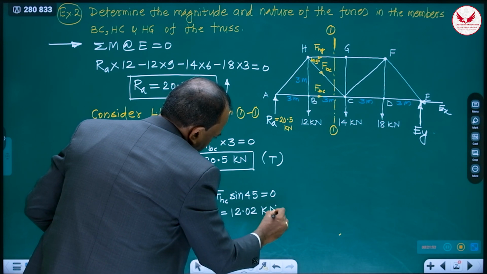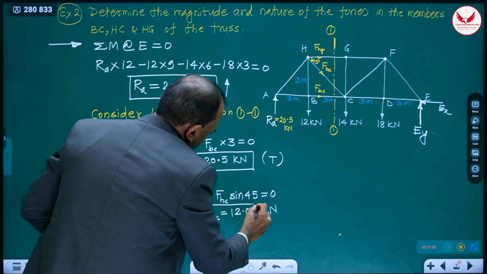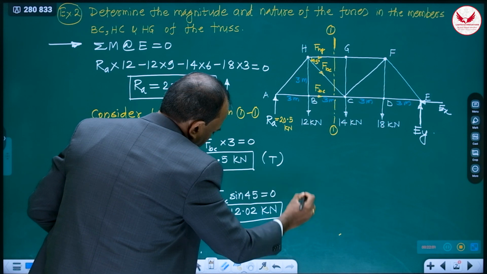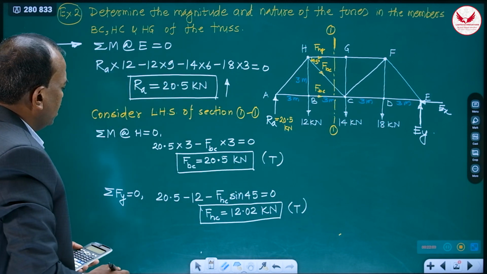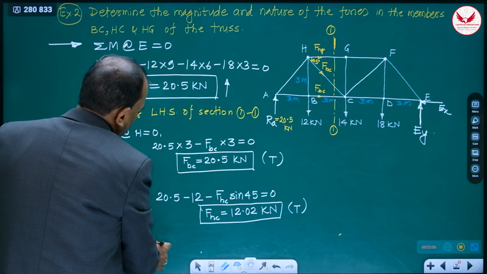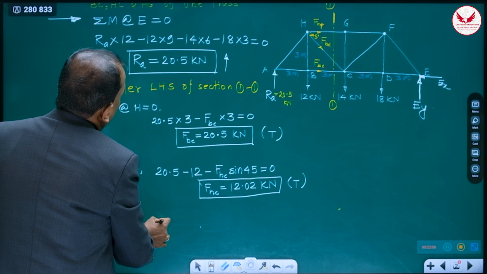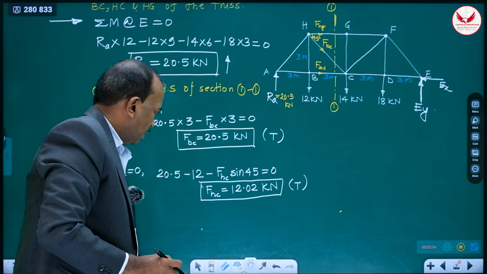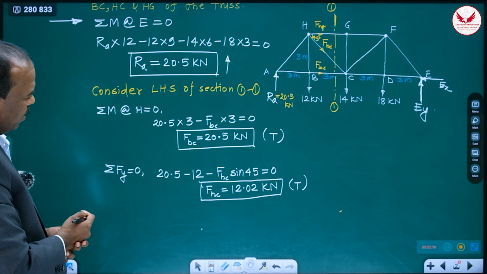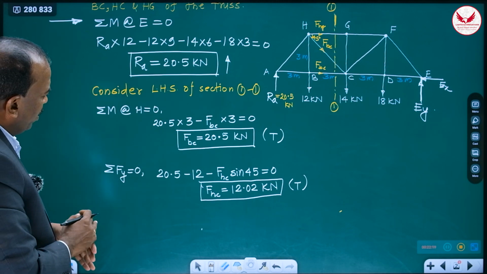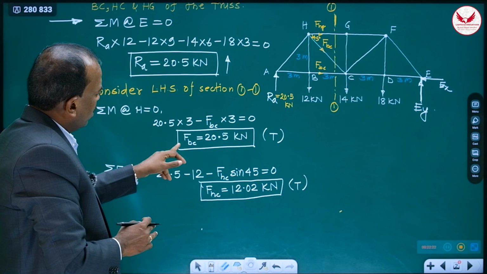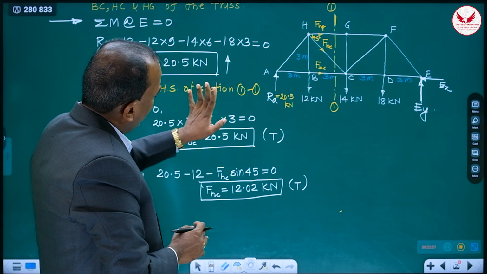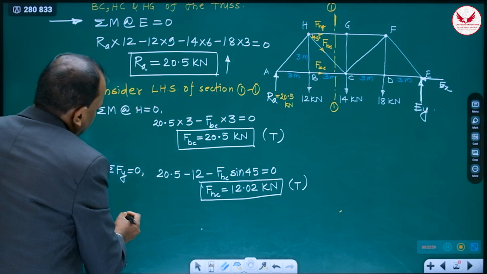12.02 kilonewton. We got the positive answer, that means our assumed direction, tensile, is right. One more thing I'll tell: out of 3 answers, at least one is going to be compressive always. At least one, sometimes 2 may be there. Means automatically we have got FBC, HC, both are positive, means HG is going to be 100% negative. So let's see what happens.